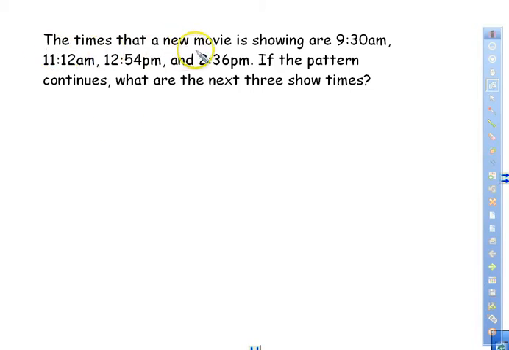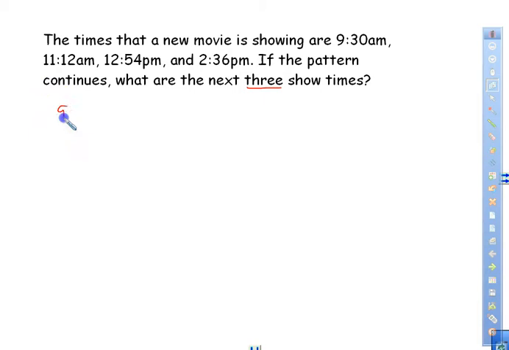All right, it says the times that a new movie is showing are 9:30, 11:12, 12:54 p.m., and 2:36 p.m. If the pattern continues, what are the next three show times? So we have to find the pattern.